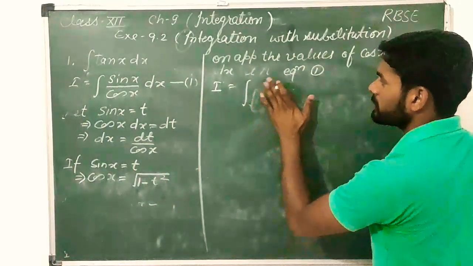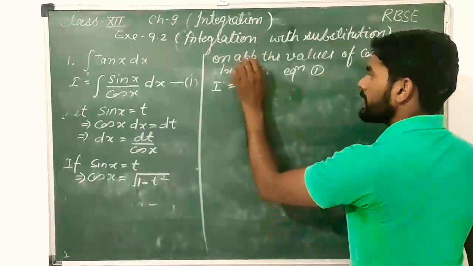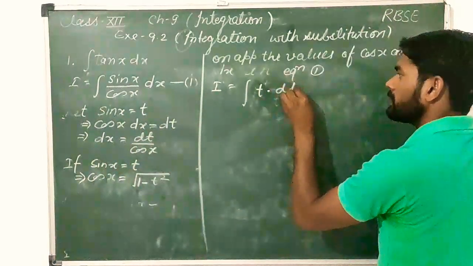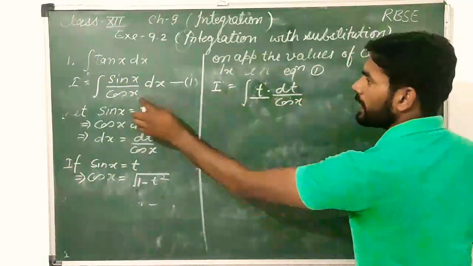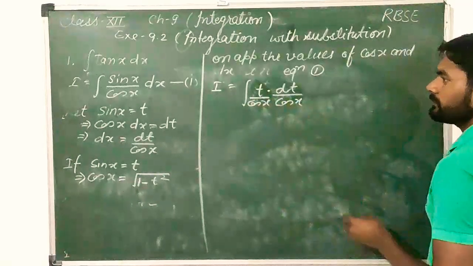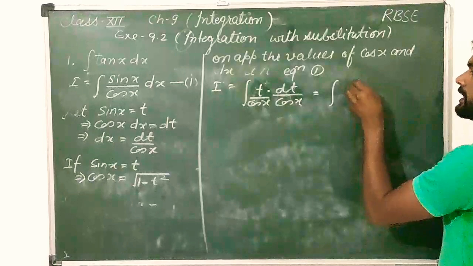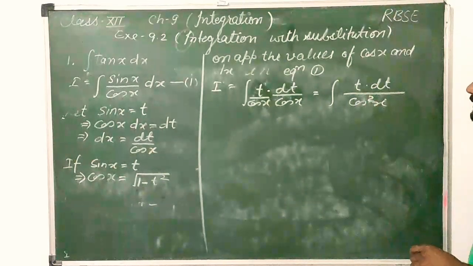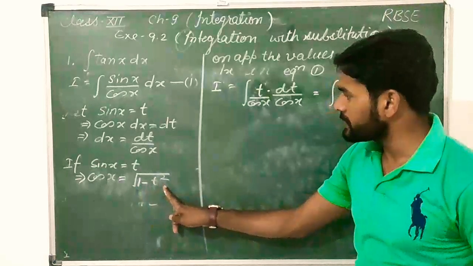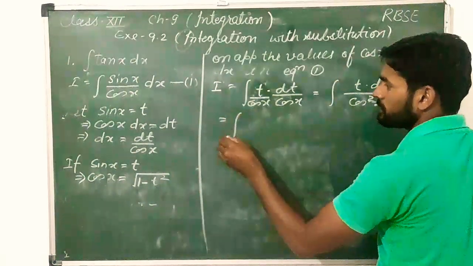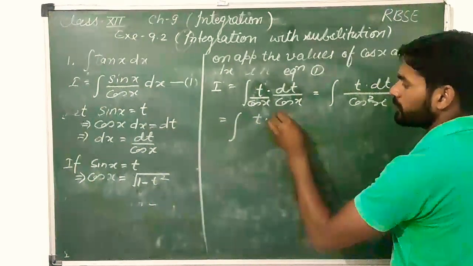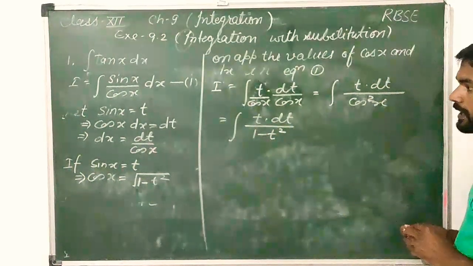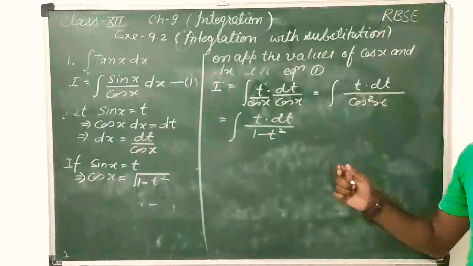Sorry, this is not right. Sin x is t. dx is dt upon cos x, and this cos x also is here, so it is equal to t into dt upon cos square x, where cos x is equal to under root 1 minus t square, then cos square x is equal to 1 minus t square. So t into dt upon 1 minus t square. Clear this thing?